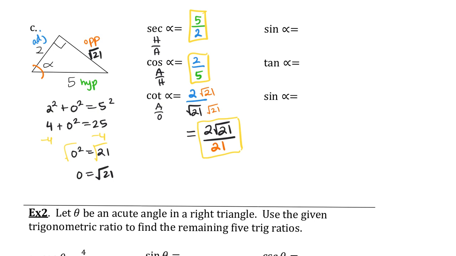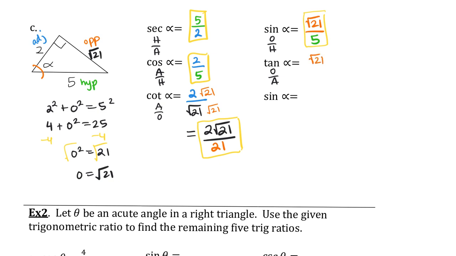Okay, let's keep going. Sine. O over H. So that's root 21 over 5. Is this okay? This is fine. There's no square root on the bottom, so they like this answer. Tangent. TOA.